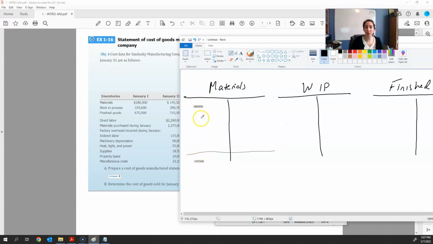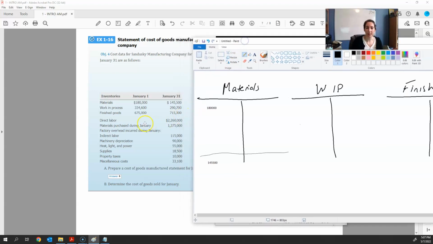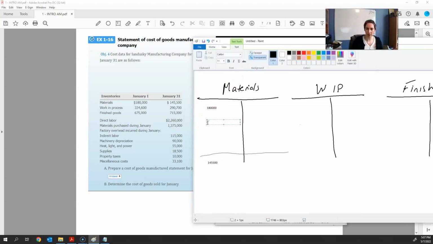Obviously, we used some materials, but we also bought some. It says here that we bought $1,375,000 of materials during the month. So let's get that in there. These were our purchases. So beginning balance plus purchases, $1,375,000. Those are all the materials I have available to me. But at the end of the month, I only have 145,500 left, which means I had to have put some of these materials into production.